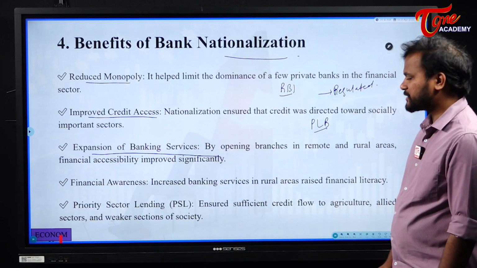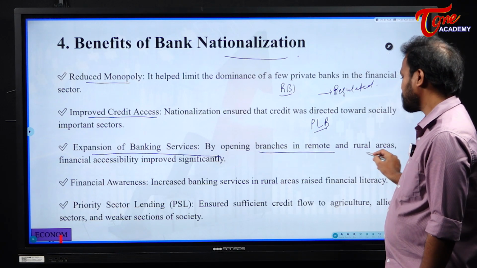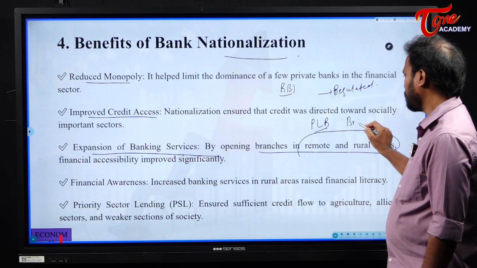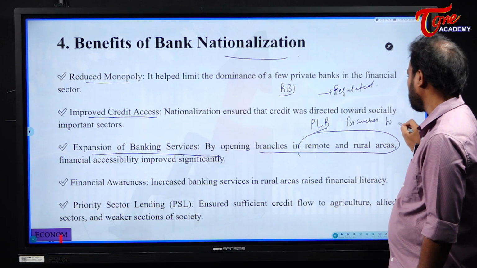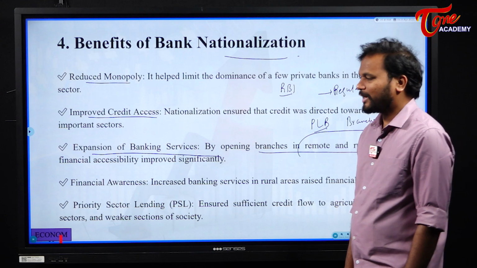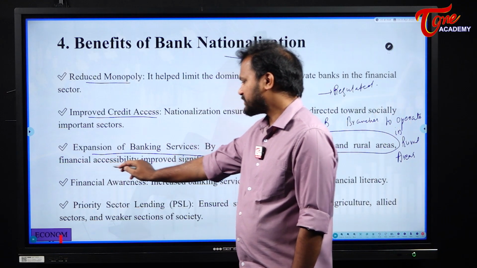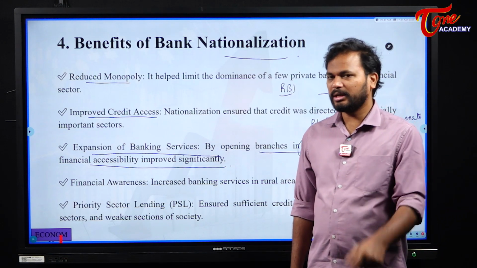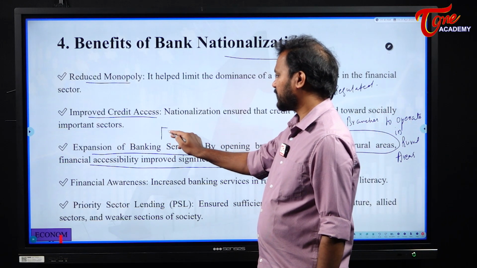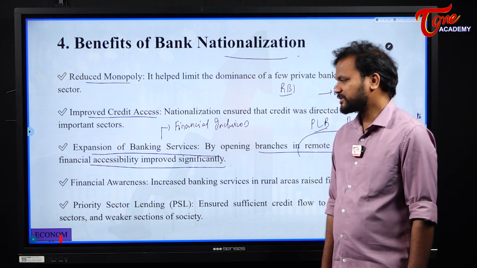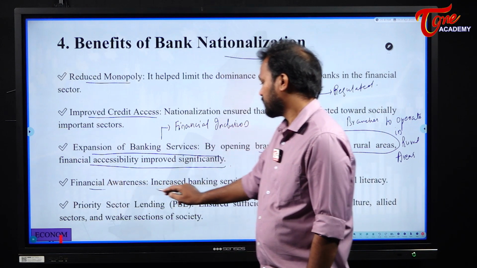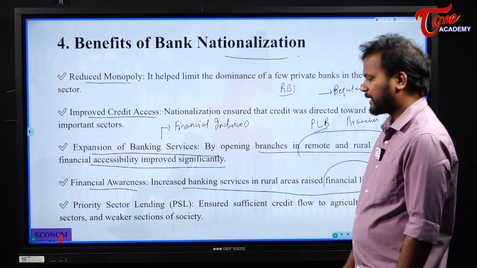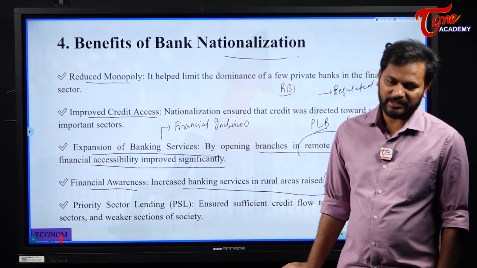The nationalization will allow the new branches to operate in the rural areas. Clear? So, as a consequence of this, the financial accessibility will improve, and opening the banking services in the rural areas will also promote the financial inclusion. Next, financial awareness. Increased banking service in rural areas raises financial literacy. Next, that is exactly what is called the financial inclusion.